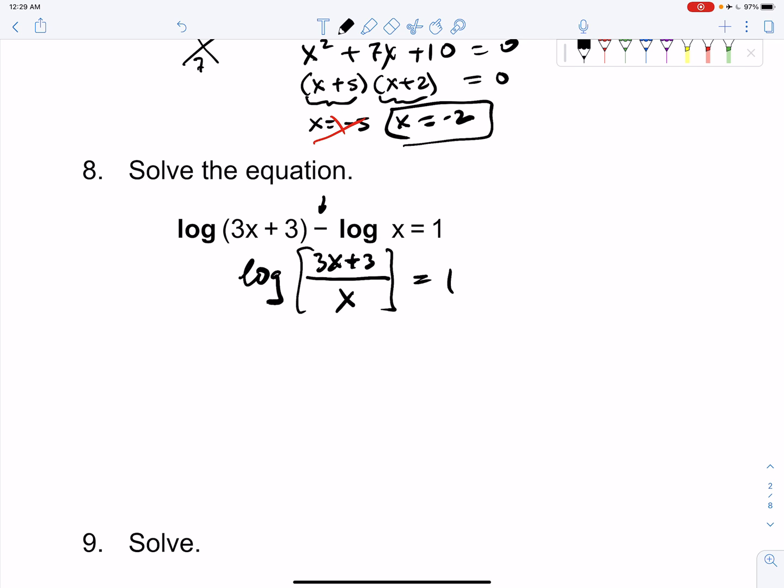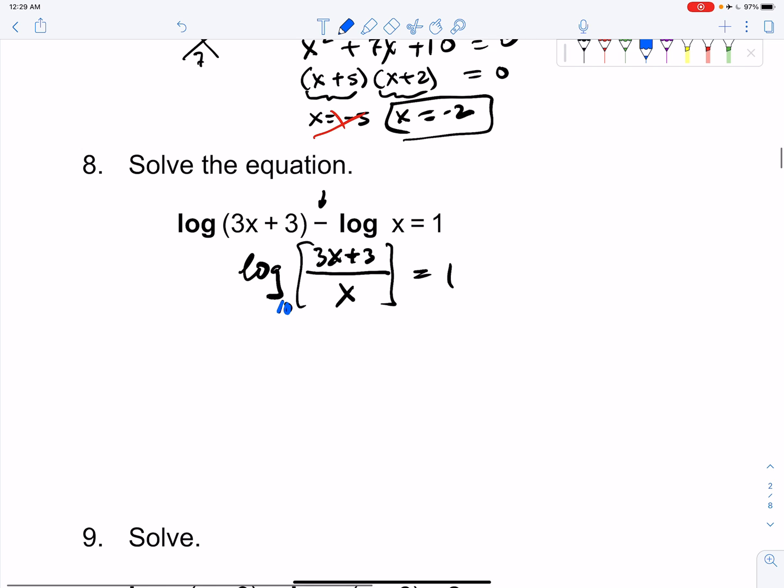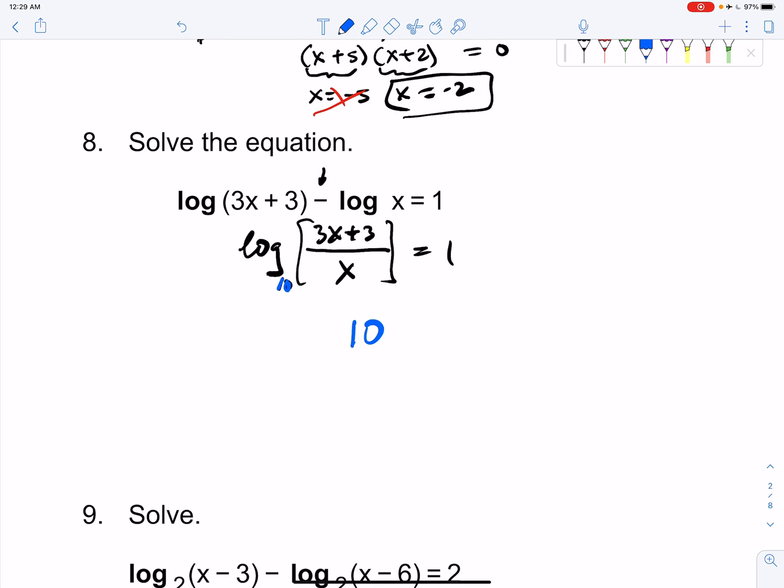Well, there's a couple different things you can do, but what I like to do is just use the definition of a log, right? So what's the definition of log? Well, common log has a base 10, if that helps to see that. So we're going to change this to exponential form. So what's the base? 10 raised to the what? First, equals what? Equals this nasty argument in there, which is just 3x plus 3 over x. Well, there's multiple ways of doing this. You can multiply both sides by x. That's probably the best way. You could also cross multiply. That works as well. Let's just go ahead and multiply both of the sides by x.